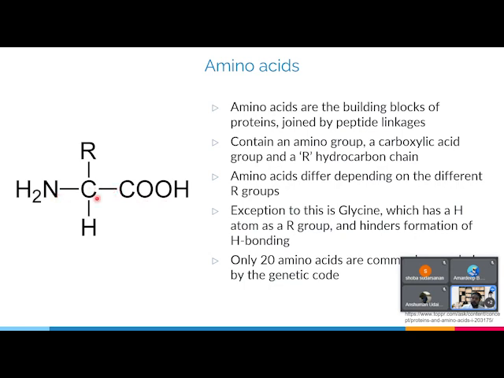Further, these two are connected to a central carbon atom which is known as the alpha carbon, and the alpha carbon also is linked to a hydrogen atom which is always there, and an R group which is a hydrocarbon side chain, and this R group is what differs between all the amino acids. So different amino acids will have different R groups. So that is the difference between all amino acids. It is just this R group. Everything else is more or less the same.